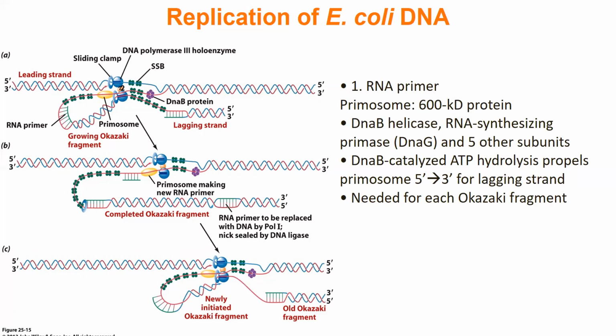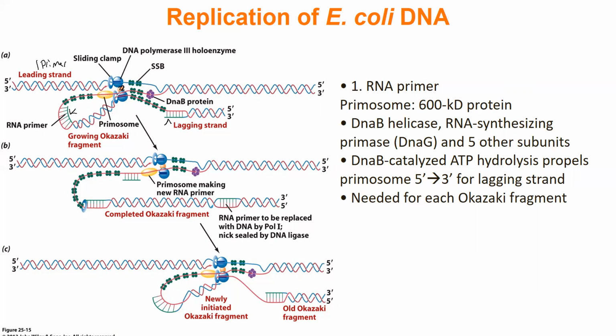So first things first, before we can add any DNA, we need an RNA primer there. So the very first thing that happens is that we put down an RNA primer. For the leading strand, we need exactly one primer. Once we have that primer down, we just continue till we're done. The lagging strand, you need many primers, which is shown here in green, to make our Okazaki fragments.